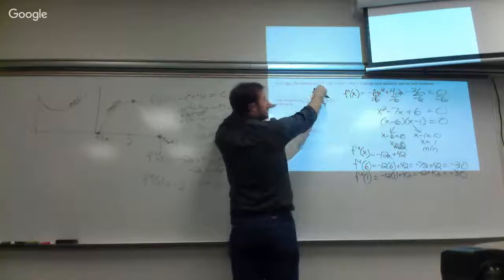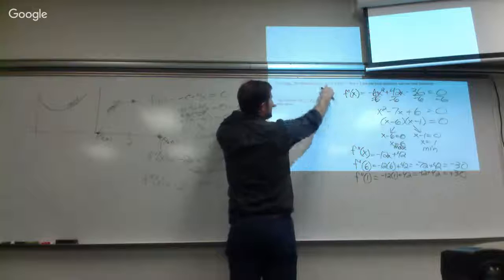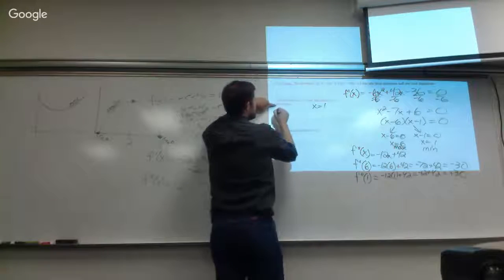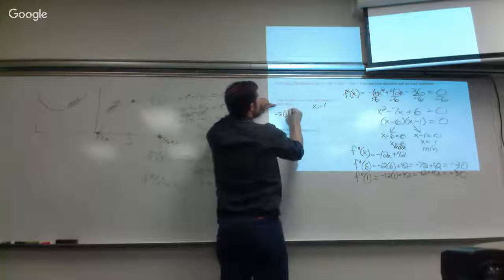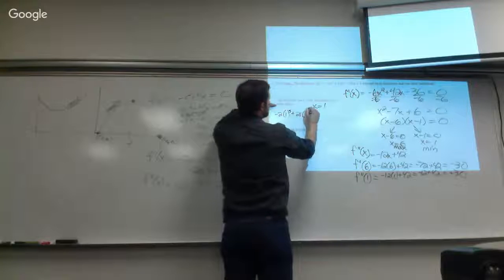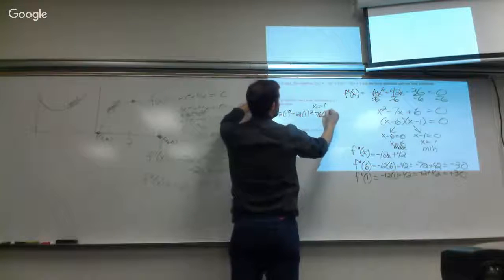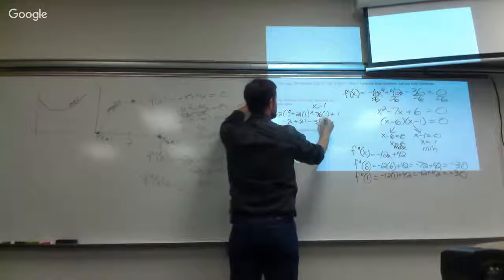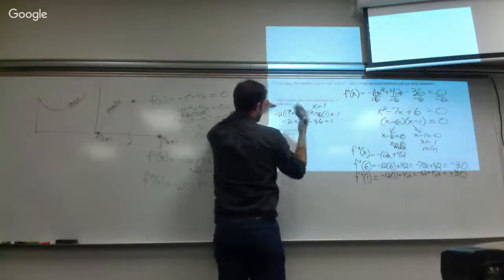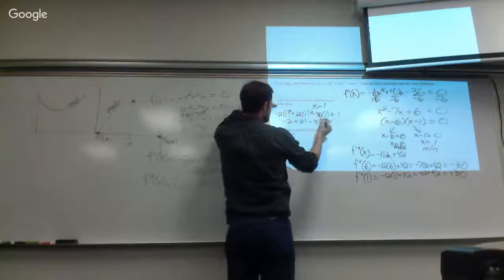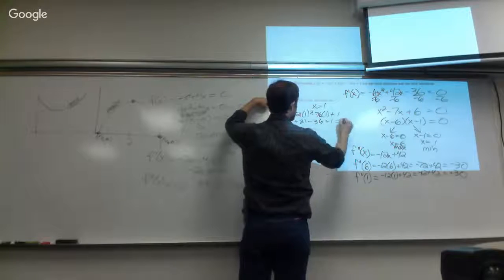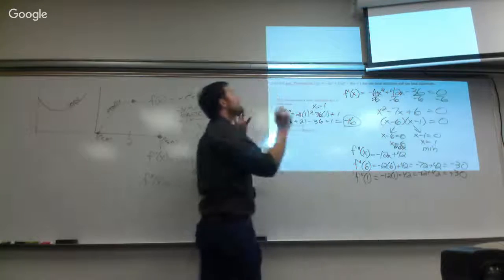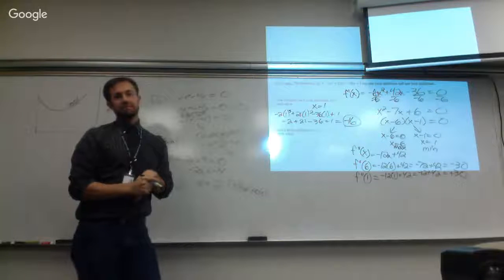Plug 1 into it, that's where the minimum is, and then calculate. So that'd be negative 2 times 1 cubed, plus 21 times 1 squared, minus 36 times 1, plus 1. Oh, you're right, Mom. We did not do this. So that's negative 2 plus 21 minus 36 plus 1. That's 19 minus 36, which is negative 17, plus 1 is negative 16. So the value of the minimum is negative 16.